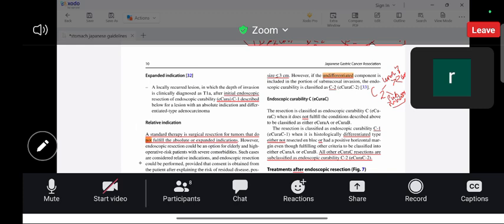Then comes the definitions for endoscopic curability type C. There are two types, C1 and C2. C1 is basically when we remove the tumor piecemeal or some margin is positive. Say horizontal margin is positive or vertical margin is positive, then we will say it C1. And what will we say C2? We have already discussed. This is C2.